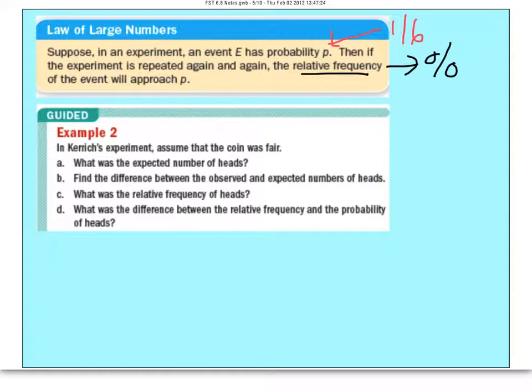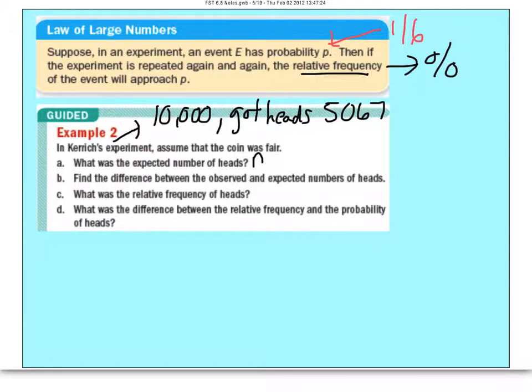There's this experiment, it's Kerrich's experiment, and he actually tossed a coin, let's jot this down, 10,000 times, and in that he got heads 5,067 times. Okay, so they want us to figure out what is the expected count of the number of heads. So the expected count, remember, is n times p. So we did this 10,000 times. The probability of getting heads on a coin is 1/2. So we would expect it to happen 5,000 times.